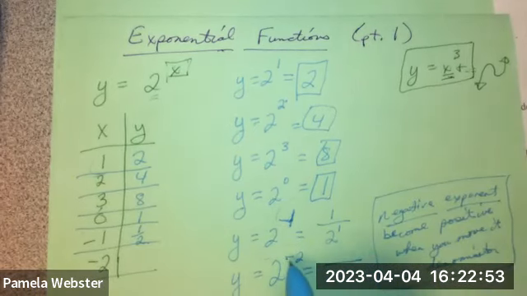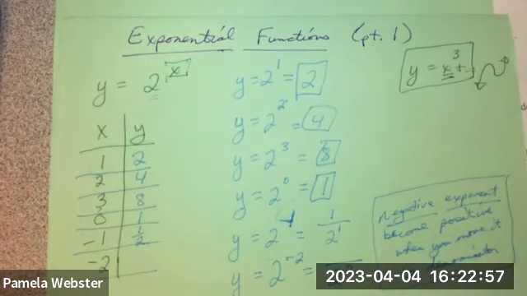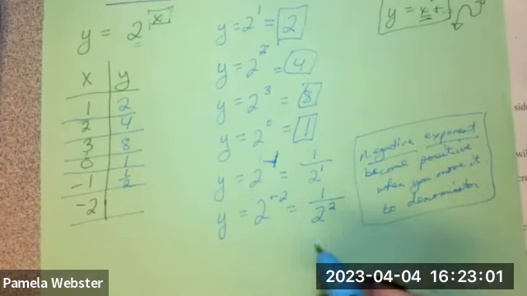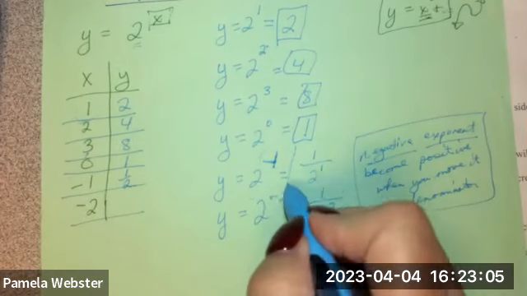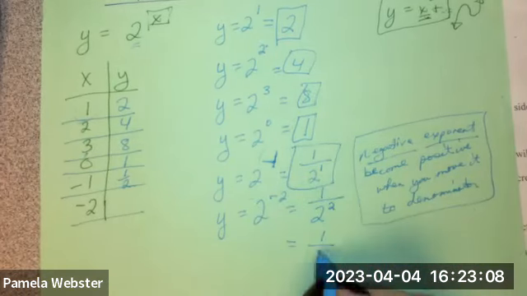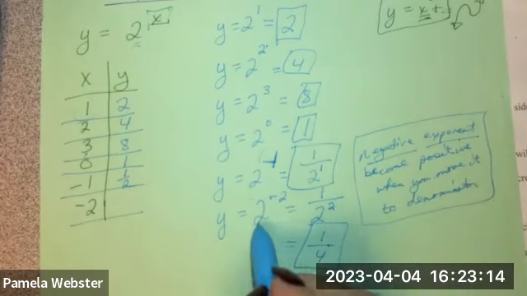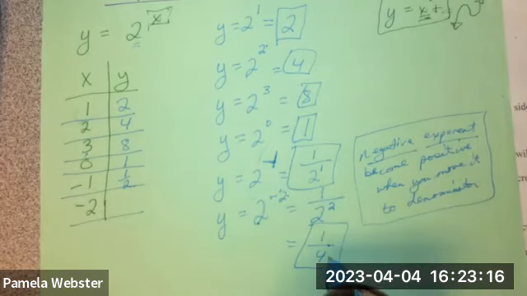The negative exponent, if I move it to the bottom, becomes a positive, right? And I'm going to have a 1 on top. So this becomes 1 over 2 squared. But we know that 2 squared is 4, right? So this 1 over 2 squared is 1/4. Or 2 to the negative 2 is 1/4.